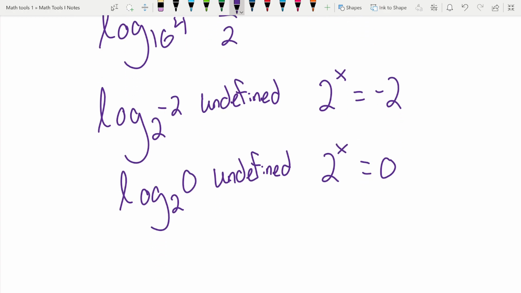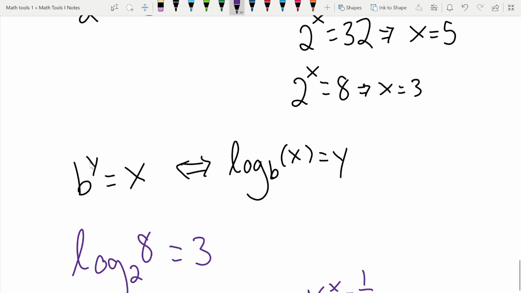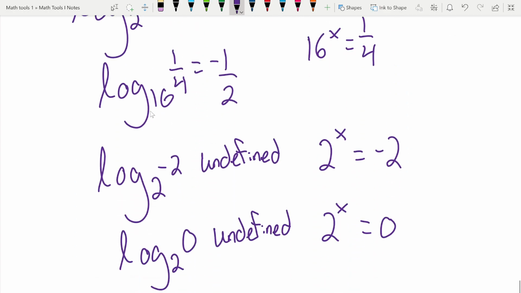Unless, of course, the base was 0, but we actually don't allow the base to be 0. So we do have some restrictions on the base here. Namely, maybe I'll go back up and we can add it right here. You say that b has to be greater than 0, and also b cannot be 1. Why not? Well, again, let's think about that.